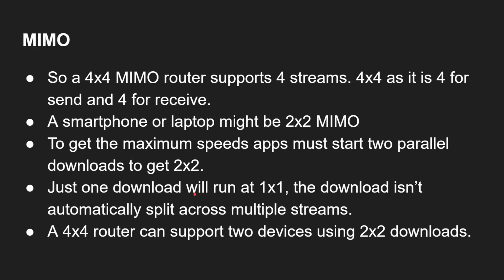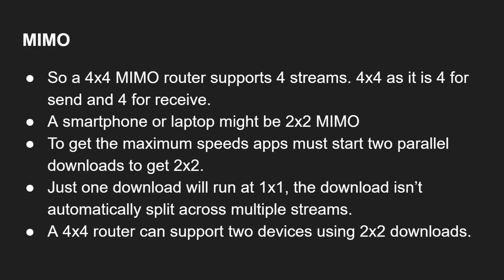So a 4x4, 4 times 4 MIMO router supports 4 streams. That's 4x4 because it's 4 for sending and 4 for receiving. Now a smartphone, like let's say the latest iPhone or something, or a laptop, might be 2 times 2 MIMO. So to get the maximum speed, the app must start 2 parallel downloads to get 2 times. If it just does 1 download, it will be limited to 1 stream.